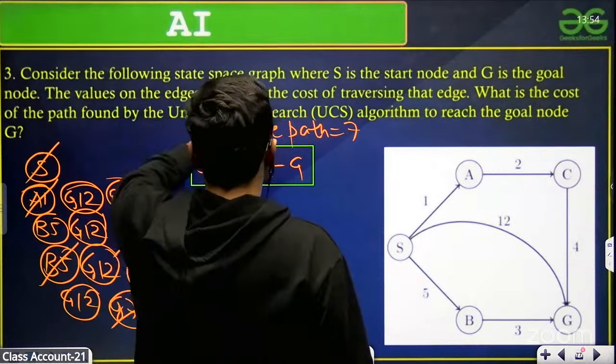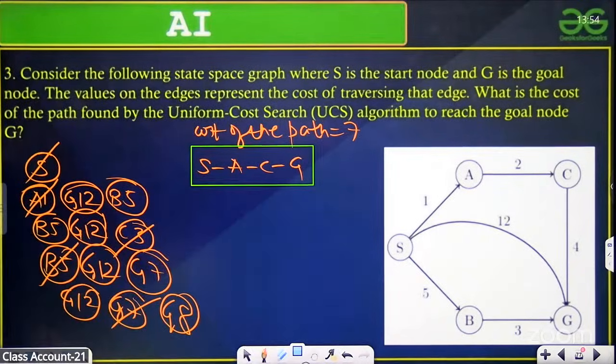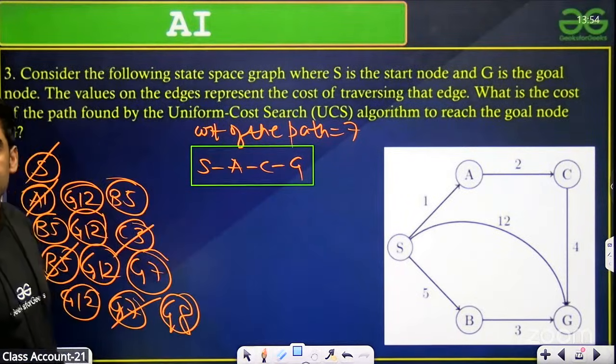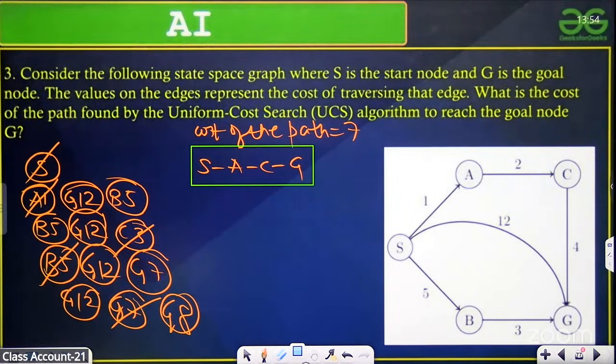So this is the path that is found by the UCS. Very simple, how to solve this question? We'll be starting with node S. S has how many children? S has three children, A, B, and G.